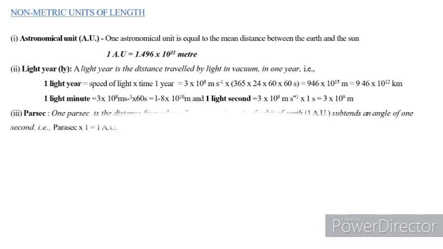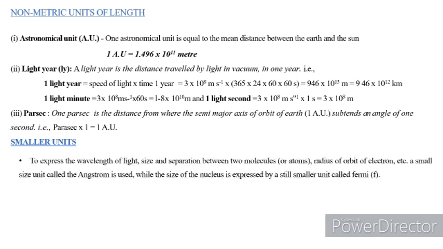The smaller values of the light year are called the light minute and light second. You just need to know the values. Another non-metric unit is parsec. You just try to understand this. 1 parsec is the distance at which the semi-major axis of the orbit of Earth subtends an angle of 1 second. Okay.